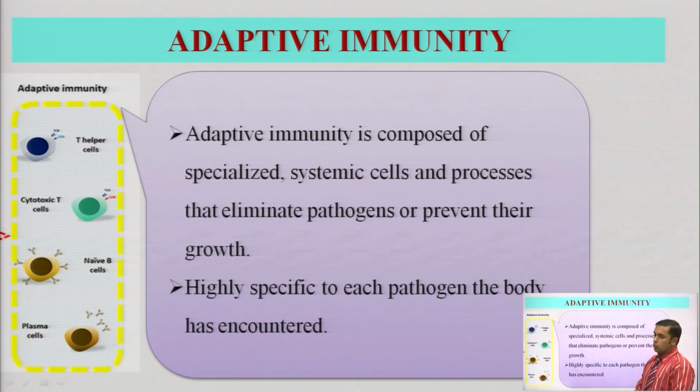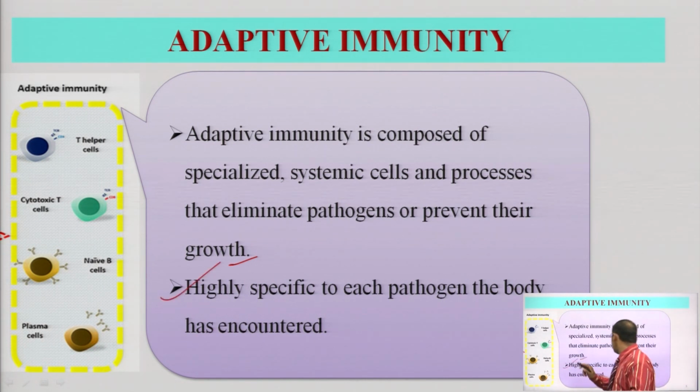The adaptive immune system is composed of specialized systematic cells and processes that eliminate pathogens to prevent their growth. It is a very systematic process, because this is the third level. So, you have to understand this is a very advanced level of your defense system, and it is highly specific to each pathogen the body has encountered.